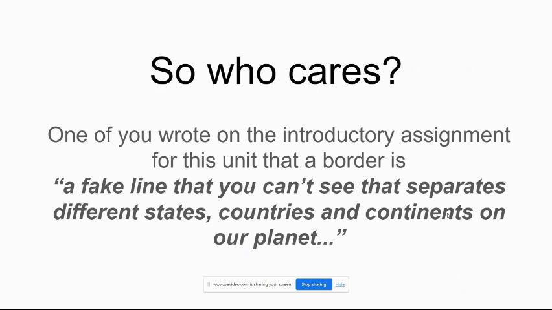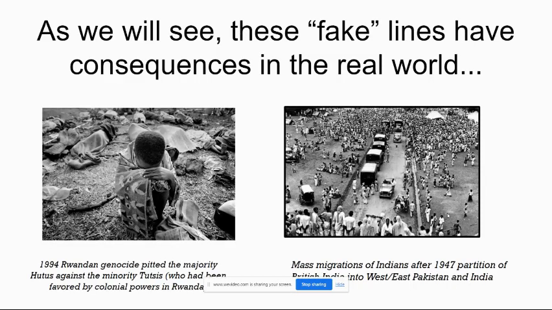So who cares about any of these? One of you wrote an introductory assignment, and this is for my other class, and someone defined a border as a fake line that you can't see that separates different states, countries, and continents on our planet. So in many places, you can't see that line, right? And it is fake. It is human created, something that was created by human beings. And as we'll see, though, these fake lines have consequences in the real world.